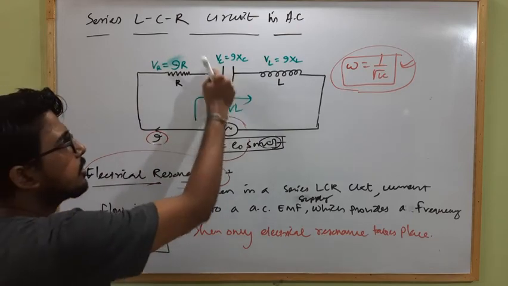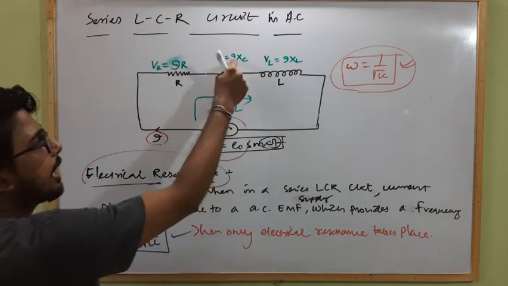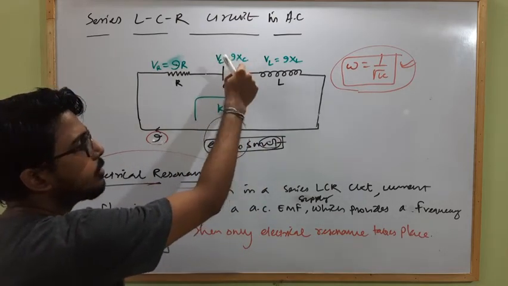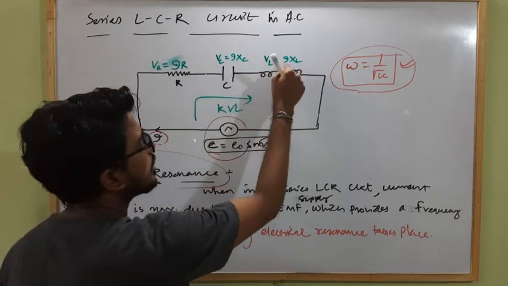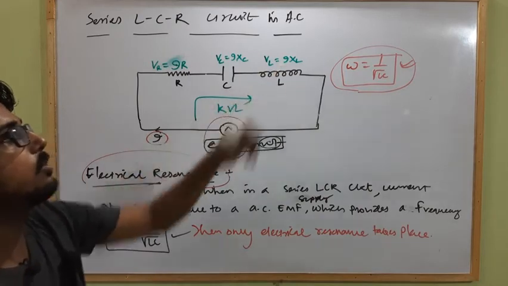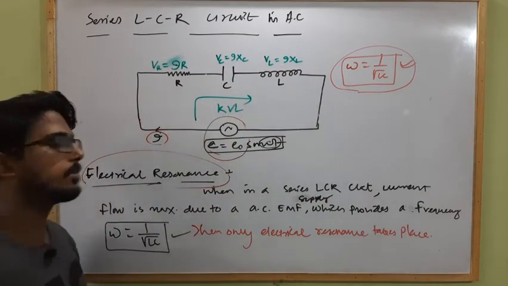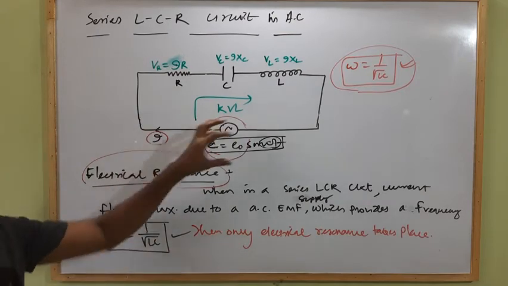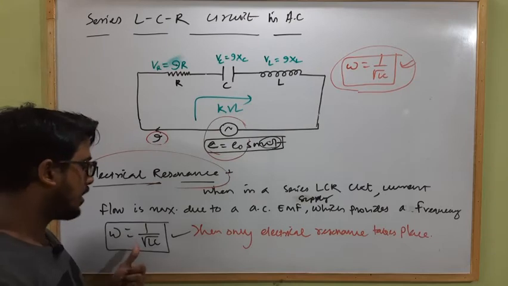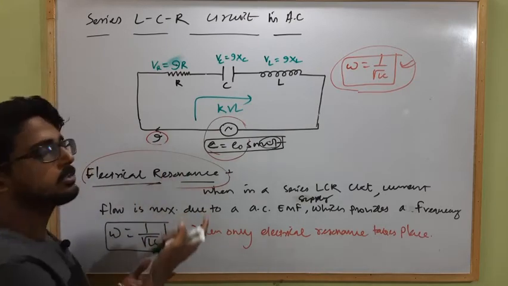circuit. But here, if I equal to I naught sin omega t, VC will be how much? I into sin omega t minus pi by 2 into XC, and for VL it will be I into sin omega t plus pi by 2 into XL. Clear? It will be different. So generally we take the RMS value of current for solving the LCR circuit. And what is impedance? What is the value of resonance, or when the electrical resonance will take place?